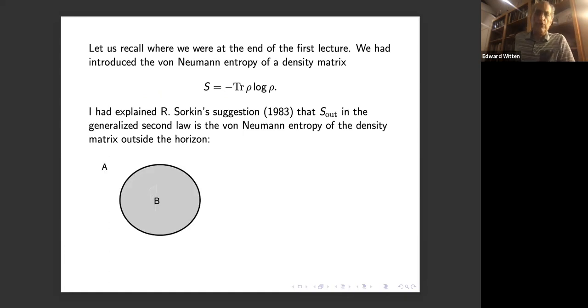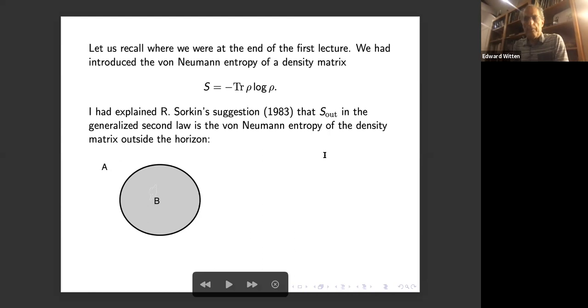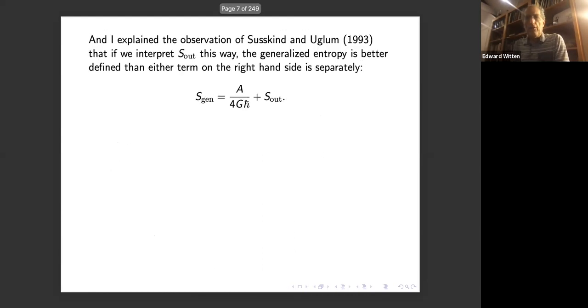The general picture is that we divide space into two regions A and B, and we consider a density matrix in, let's say, region A, appropriate for measurements only in that region. Formally, it would have a von Neumann entropy, and Sorkin said that should be the S out. Then I explained the observation of Susskind and Uglum, that if we interpret S out this way, the generalized entropy is better defined than either term on the right-hand side is separately.